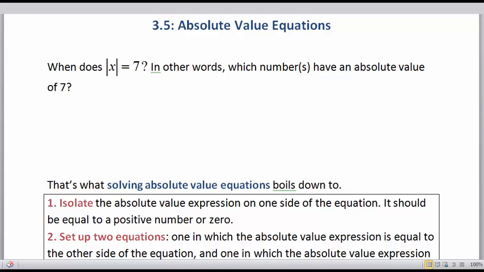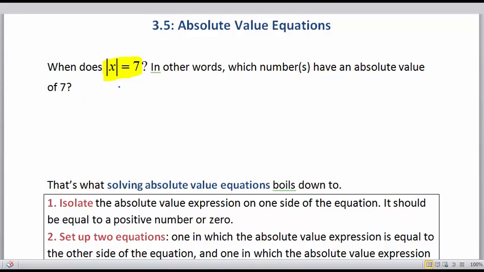In this video, we're going to look a little bit into absolute value equations, section 3.5 in the textbook. Okay, so we started out with just a little question. When does the absolute value of x equal 7? Well, it kind of just makes sense. What is that really saying? That's really asking you which numbers, which x values, have absolute values of 7.